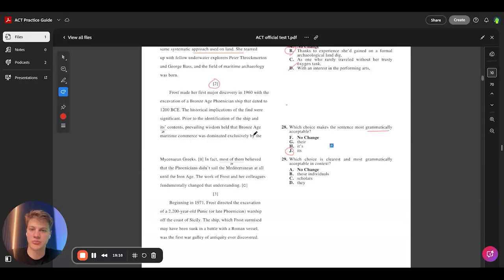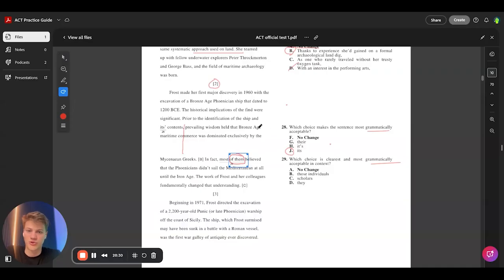Prevailing wisdom held that the Bronze Age maritime commerce was dominated exclusively by the Mycenaean Greeks. In fact, most of them believed that the Phoenicians didn't sail the Mediterranean at all until the Iron Age. Which choice is clearest and most grammatically acceptable in this context? So this is really, really important. This is a grammar question, not a reading comprehension question, but it's also a grammar question that we could not have got if we hadn't read the entire preceding sentence. We wouldn't realize that there's nobody for them to refer back to. Most of them doesn't make any sense in this question.